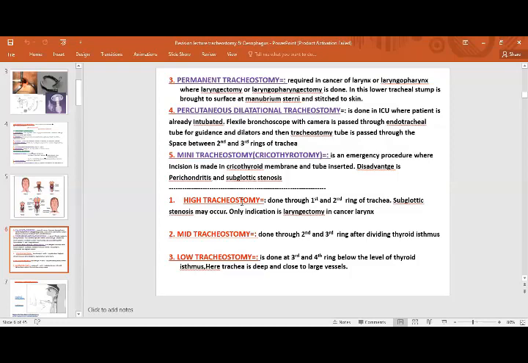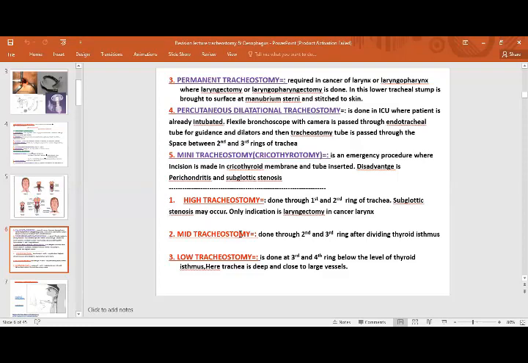So again, I have talked regarding high tracheostomy, mid and low tracheostomy. In which situation do we call it high tracheostomy? When it's done through the first and second rings of the trachea. So we are including the first tracheal ring. So again, the most important complication is subglottic stenosis. You may get a scenario-based question on this, that a patient has had a tracheostomy and later on develops subglottic stenosis. You should know the complications of tracheostomy and why we avoid high tracheostomy.